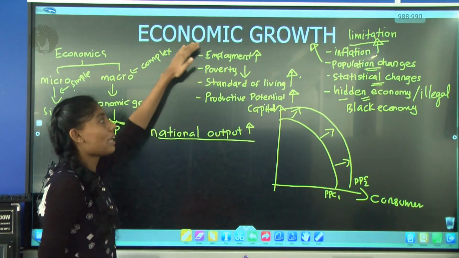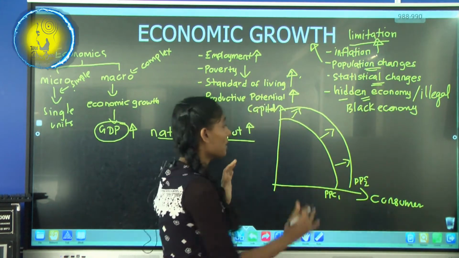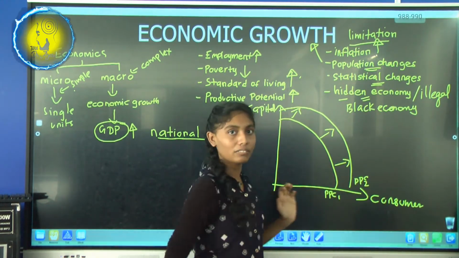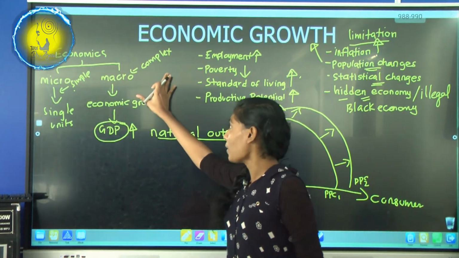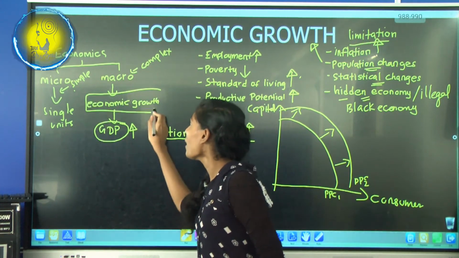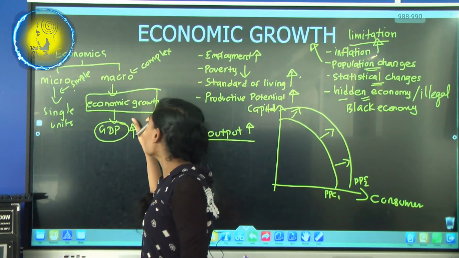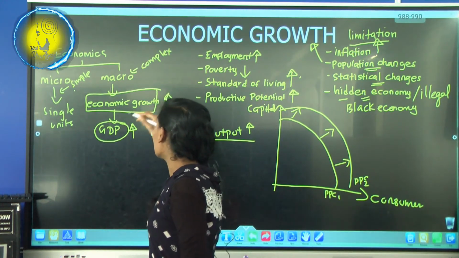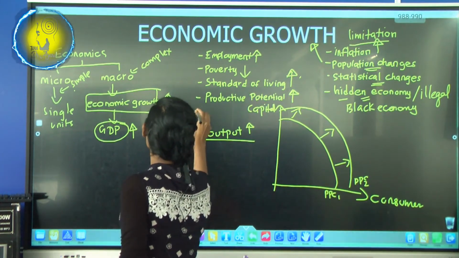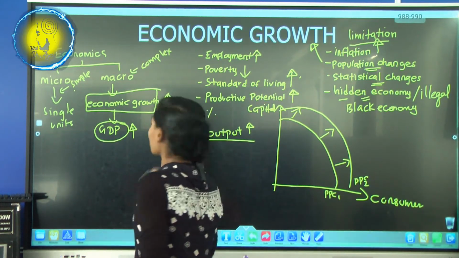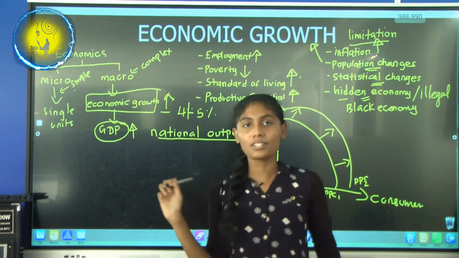So economic growth has positives as well as negatives. So how do you show that? With the rightward shift in the PPC curve. So economics has two branches, microeconomics and macroeconomics. Economic growth is one of the objectives of economics. So when economic growth is increasing, it is good for the economy. We always say go for 4 to 5% economic growth. All the countries always target 4 to 5% economic growth.